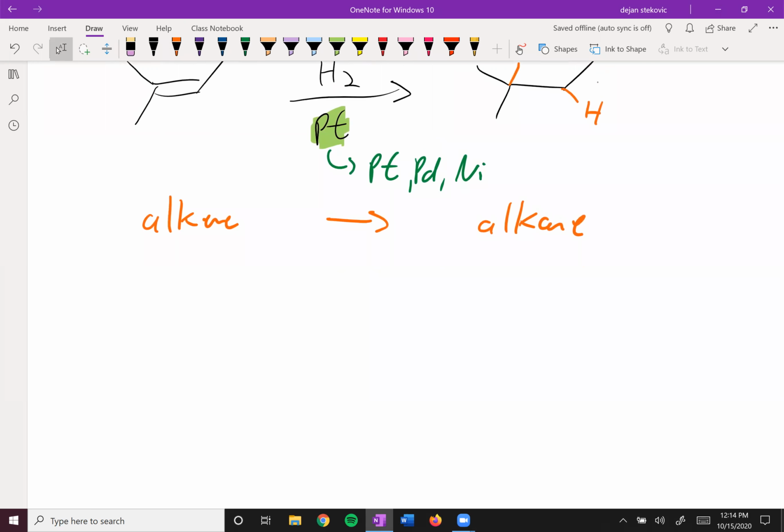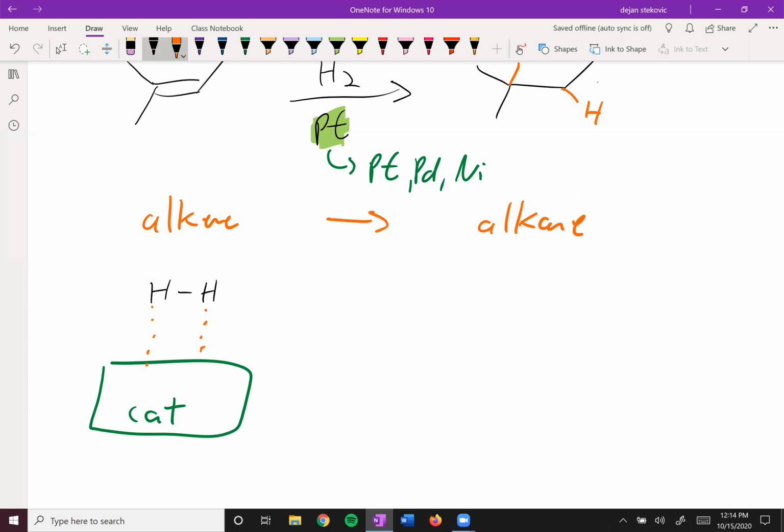And so the way this works, this is a heterogeneous catalyst. What that means is that it's a solid, right? So we have our catalyst right here. And then the first thing it does, it absorbs some H2 molecules across here and then breaks them up into basically just single hydrogens. All right, so we got an H, got an H.